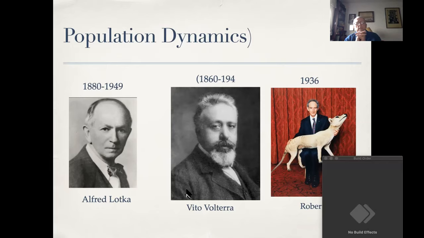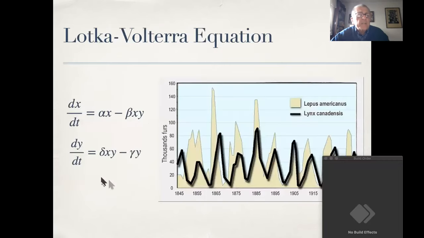And eventually in our times, a distinguished Australian mathematician, physicist, and biologist, Robert May, here on this picture, who is still alive, had been very much interested in population dynamics. And these are the steps. The first were Lotka and Volterra.